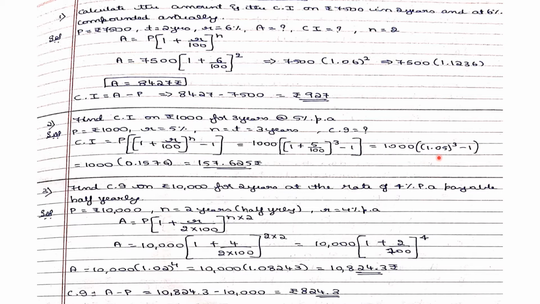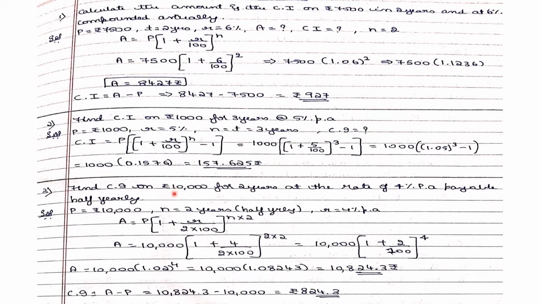First do this cube, that is, you multiply the same number thrice. Then you will get some value. Minus 1 will give you 0.1576 into 1000. This will give you 157.60625. So here you are directly calculating the compound interest value. This is one method you can use, or else first calculate the amount, then compound interest is equal to amount minus principal. Use any of the formulas, and you will get the answer in the correct order.